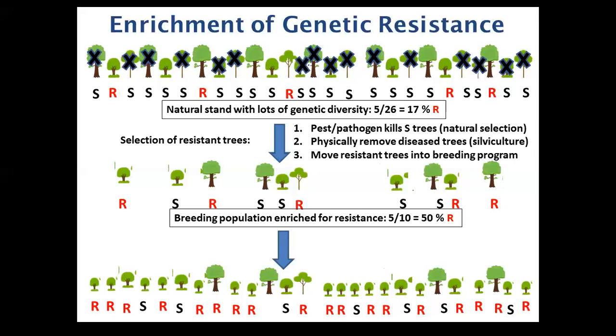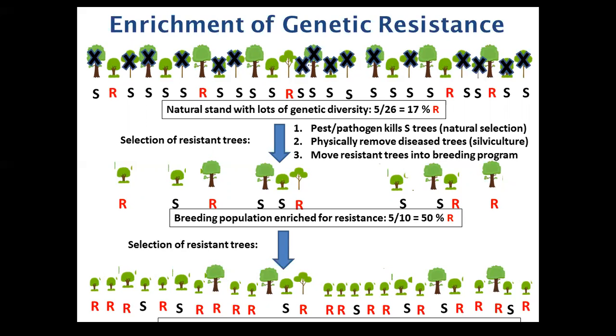So they're continuing to create susceptible individuals. So we can kind of push natural selection along by doing one of 2 things. We can go in and physically remove, through silviculture, those diseased trees, and that will also lead to that enrichment in our breeding population. Or we can actually physically identify the resistant trees in the natural stand, and through grafting or seed collections, move them to a different location into a breeding program. But the outcome is still the same, that we have this breeding population enriched for resistance that can then, in the next generation, produce a population that's even enriched for resistance to a greater level.